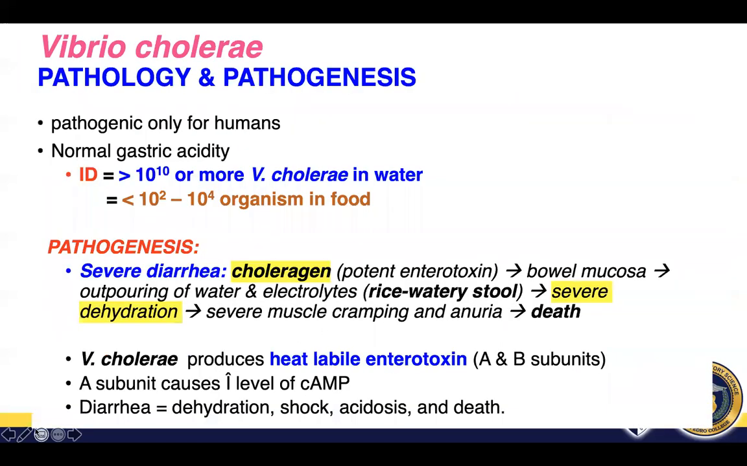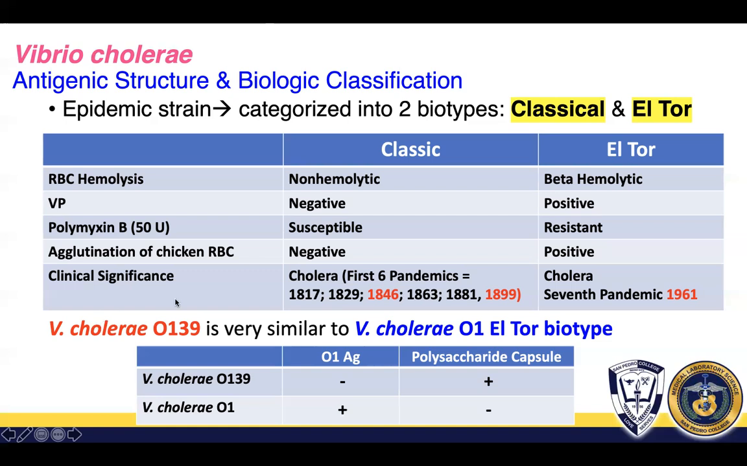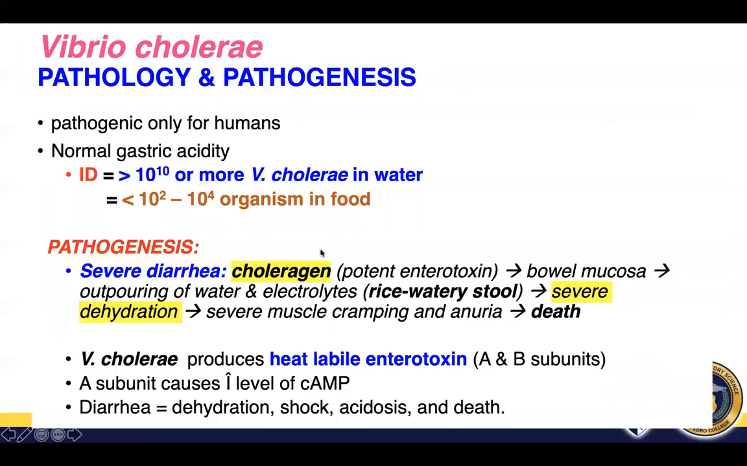Okay. Oh, let me go back to that. Okay, so look, the classical type is responsible for the first 6 pandemics that we have had, no? 1817, 1829, 1846, 1863, 1881, and 1899. Okay, so it's written here. Okay. However, for the 7th pandemic in 1961, that has been caused by the El Tor type. Okay.